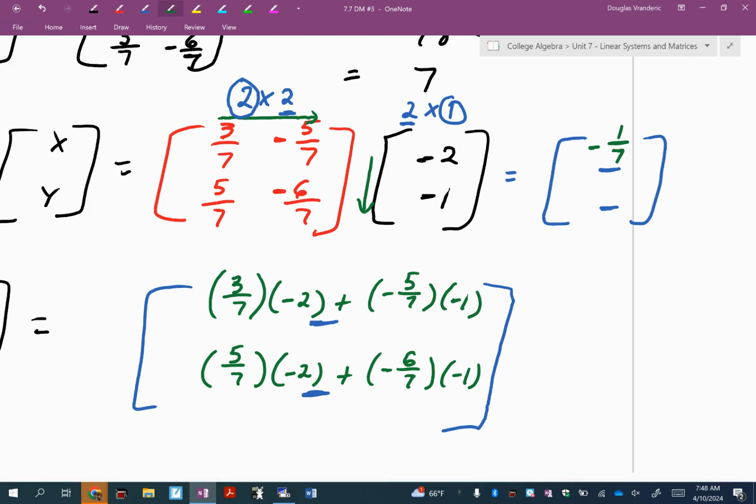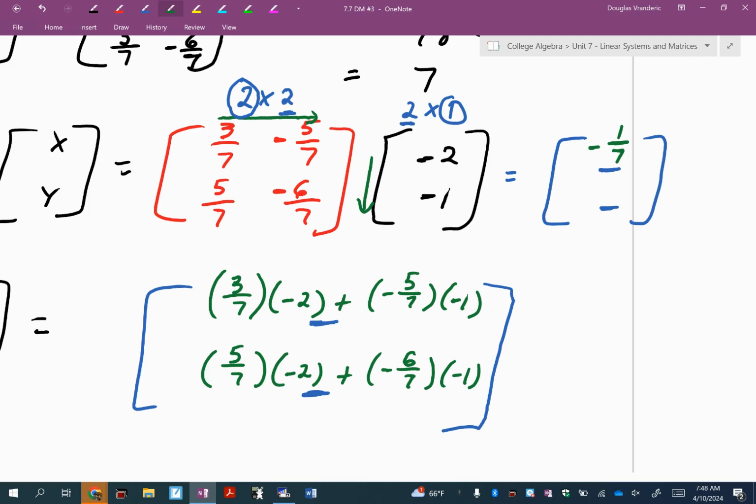So the second row, I have 5/7 times negative 2 plus negative 6/7 times negative 1. I got negative 4/7. You guys did negative 4/7?